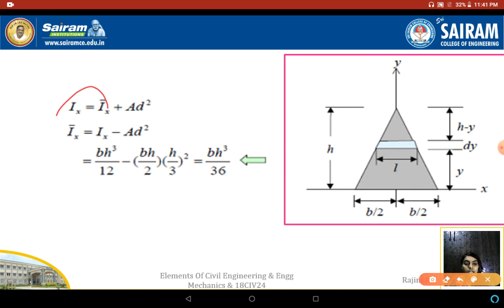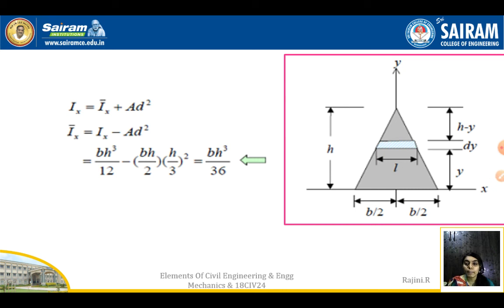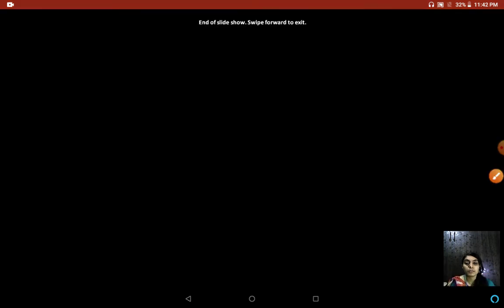Ix we got last as bh cube by 12, so bh cube by 12 minus bh divided by 2 into h by 3 whole square. Finally, if you substitute and do all the LCM, you will get bh cube by 36. That is the moment of inertia for a triangle. While doing the problems, always we have to take bh cube by 36. Please remember this. The formulas are very important to solve the problems. Thank you.